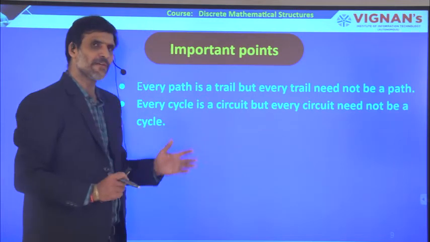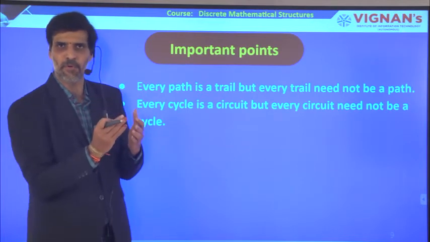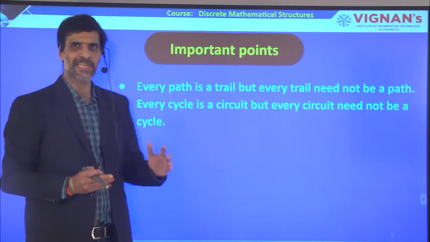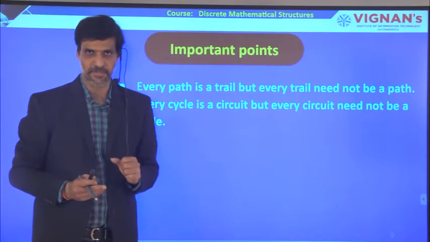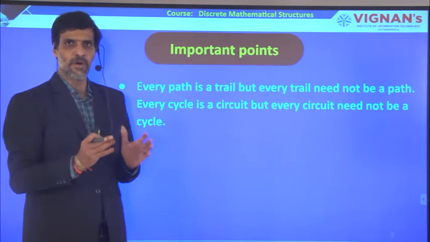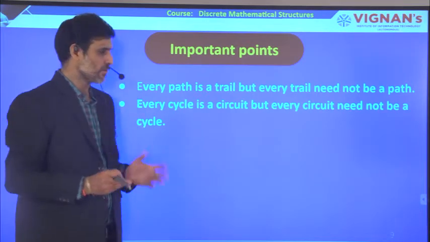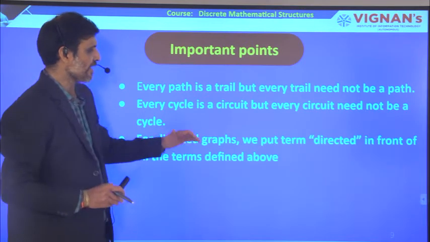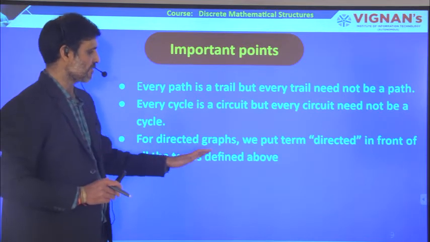Till now, all the definitions we have taken are for undirected graphs. Whatever graphs I have used till now for defining each term are undirected graphs. Then how do we define them for directed graphs? There is no separate definition for each term. For directed graphs, we put the term directed in front of all the terms defined above.